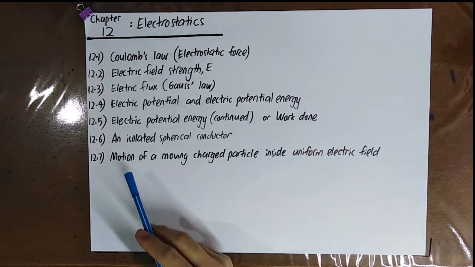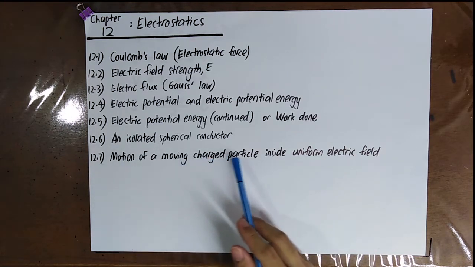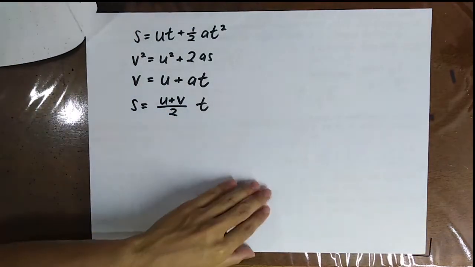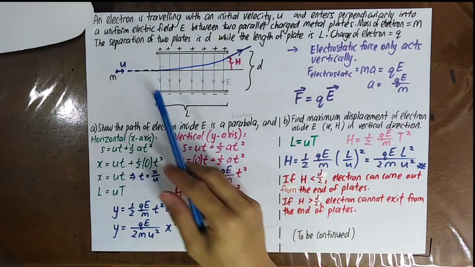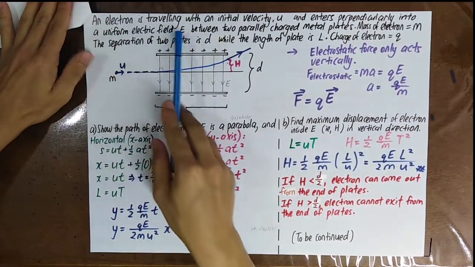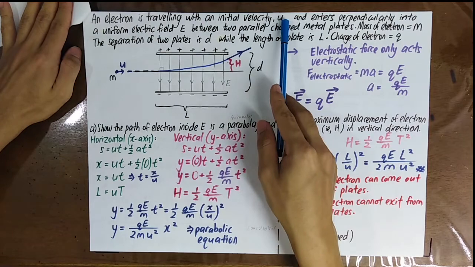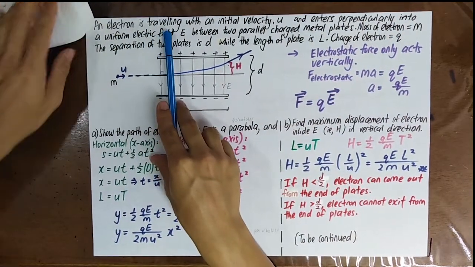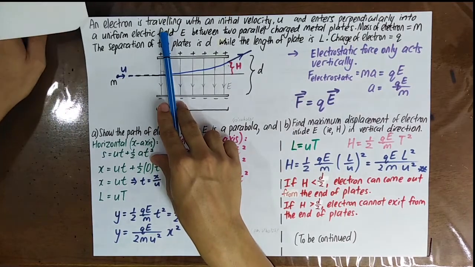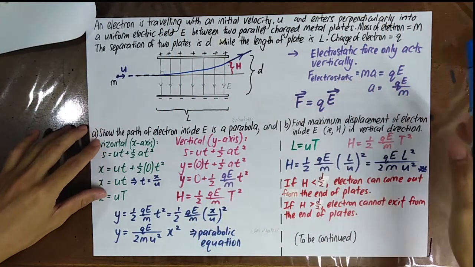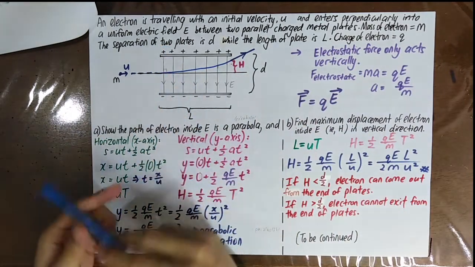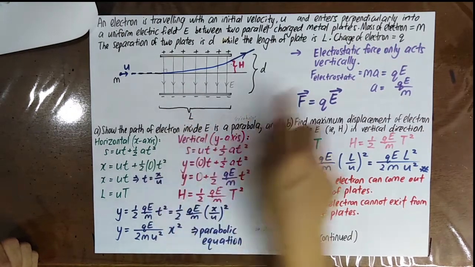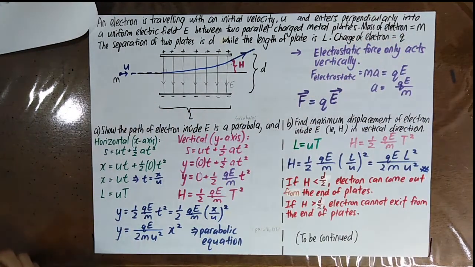Okay, so now we will be talking about the motion of a moving charged particle inside a uniform electric field. An electron is traveling with an initial velocity u and enters perpendicularly into a uniform electric field E between two parallel charged metal plates. The mass of the electron is m. The separation between the two plates is d, and the length of the plate is L. The charge of the electron is Q.